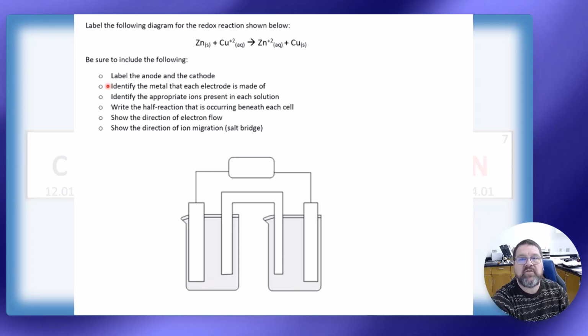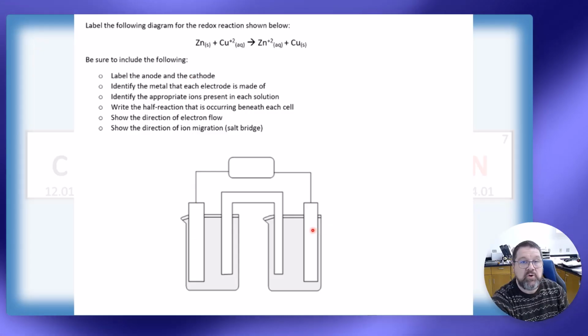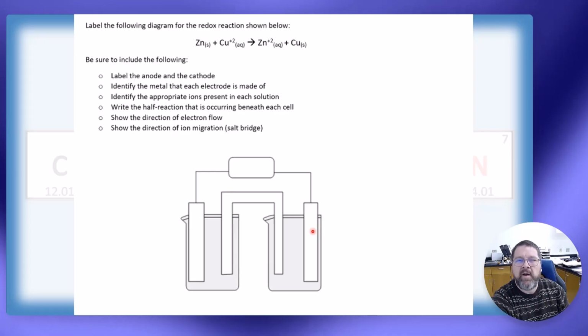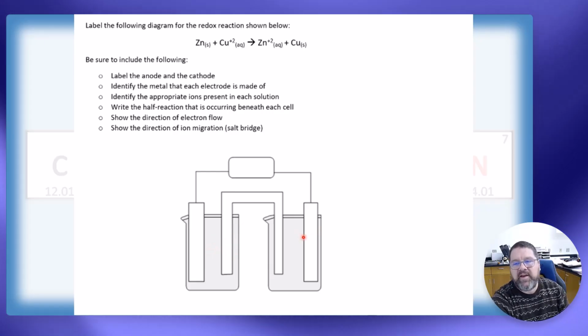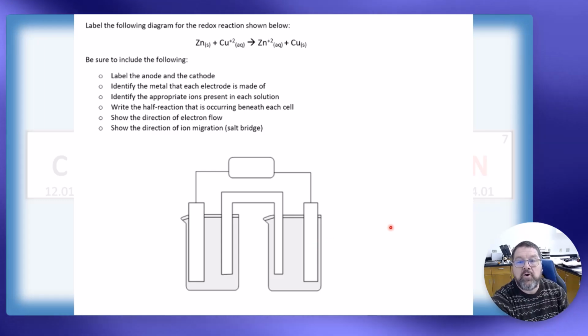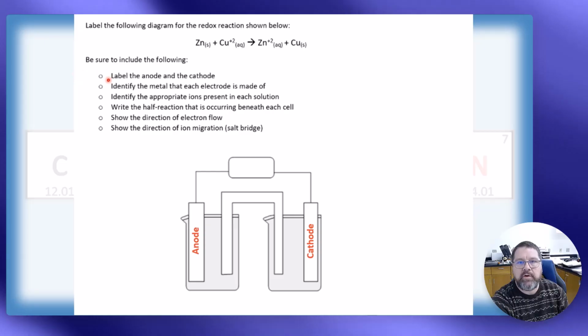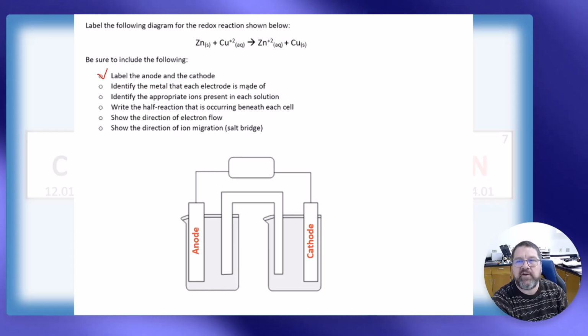So when it comes to labeling the anode versus the cathode, it's really up to you which one you call the anode and which one you call the cathode. It really does not matter. Conventionally, though, the anode typically is going to be on the left and the cathode on the right, for a very good reason, which we'll see in just a moment. So I'm going to call the left one the anode, the right one the cathode, and that's the first one done. Okay. So then the next thing is to identify the metal that each electrode is made of.